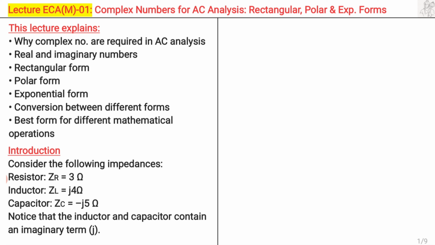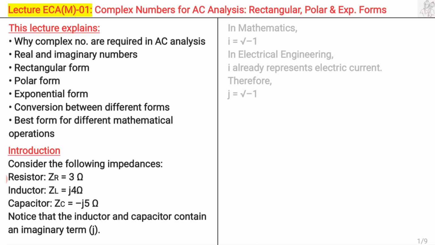So if we have three impedances, that is resistive impedance of 3 ohms, inductive impedance of j4, and capacitive impedance of minus j5, then we can see that j is added in the inductive and capacitive impedances, which represents the imaginary terms. So j is simply the square root of minus 1, which in mathematics is given by iota, which is the square root of minus 1 itself. But i in electrical engineering is taken by electrical current, therefore we write j instead of i.